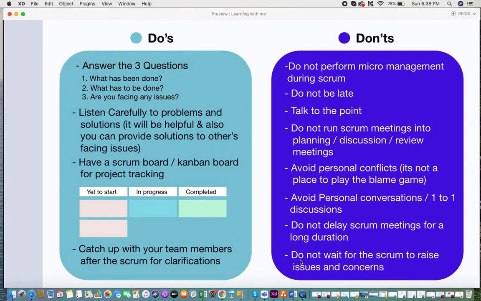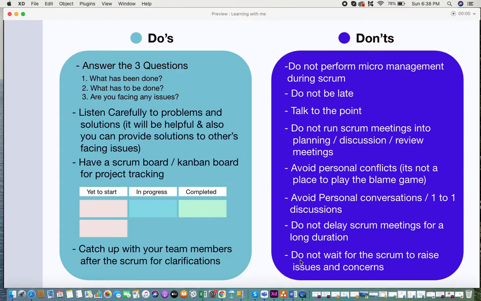So here are some of the do's and don'ts when you're conducting and when you're being involved in a Scrum. So moving on first to the do's, you always have to answer the three questions, which is what has been done, what has to be done, are you facing any issues?